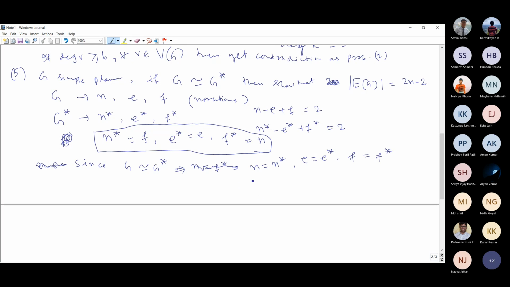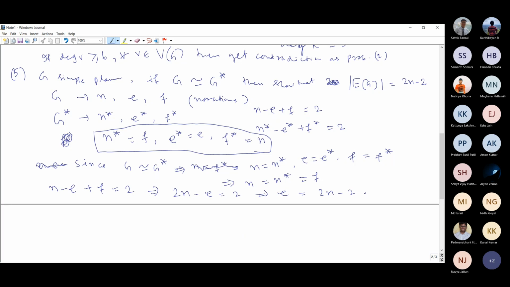So from here, do you get that? n is equal to n star, and that is equal to f. So n equals f, you substitute here in Euler's formula, n minus e plus f is equal to 2. Therefore, substituting n equal to f, you get 2n minus e is equal to 2, or in other words, e is equal to 2n minus 2. This is how we prove that the number of edges will be 2n minus 2 if they are isomorphic.